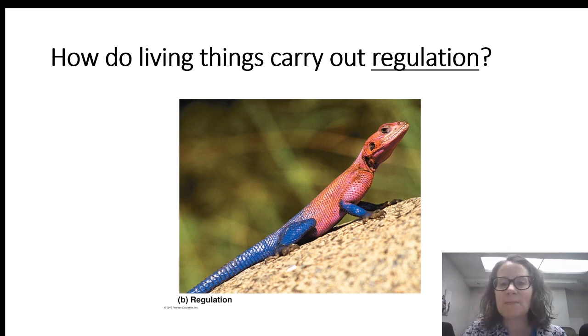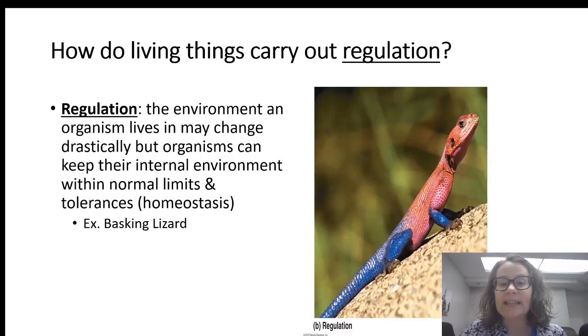So regulation is something that living things can do that rocks and other non-living things cannot do. Regulation is about the environment around us changing rapidly, but living things having the ability to really control and maintain internal conditions. You might have learned this word in high school as homeostasis or a steady state, and living things can carry out this steady state or keep their internal environment very, very steady. Like this lizard is regulating its body temperature, just like you're regulating your body temperature as well.